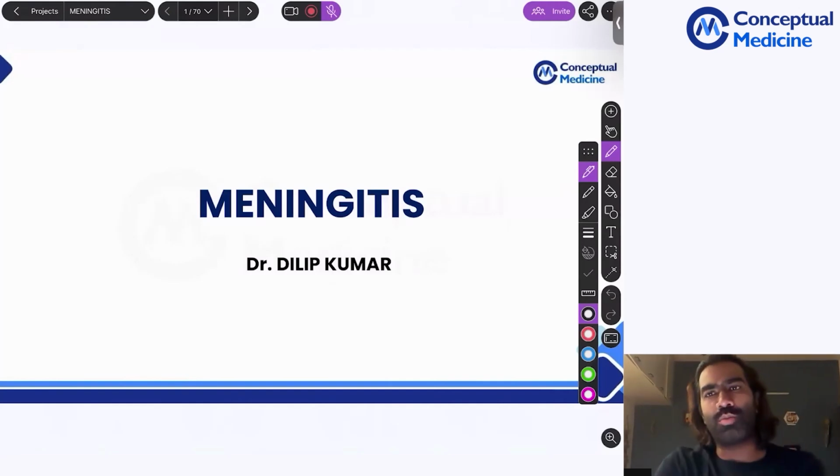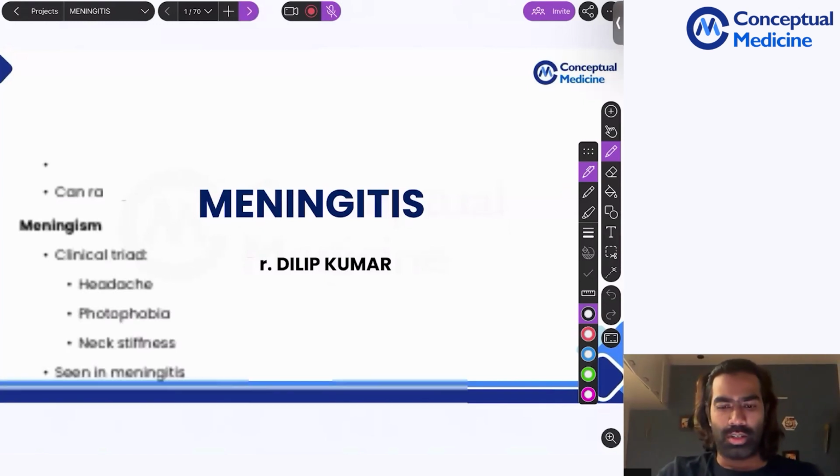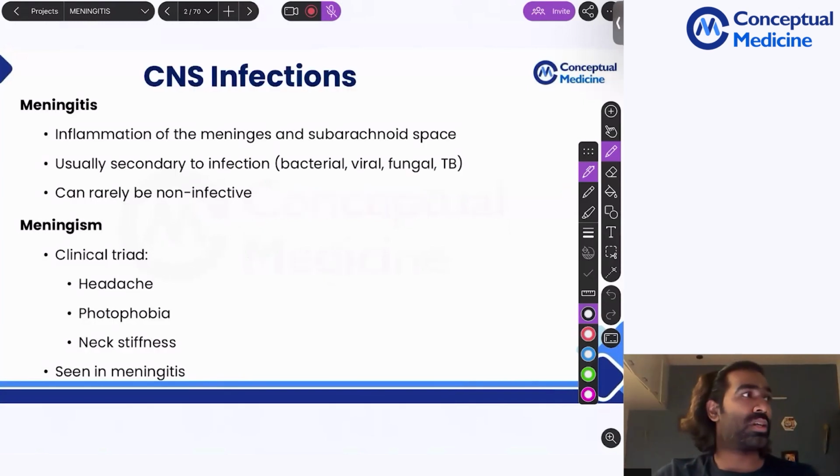So today we'll be talking about CNS infections with meningitis as a primary point of discussion, but we'll be talking overall in terms of CNS infection. In that, encephalitis also is going to be quite important. So first of all, you need to know what you mean by the term meningitis. Meningitis is nothing but the inflammation of the meninges and the subarachnoid space. So this is a simple definition.